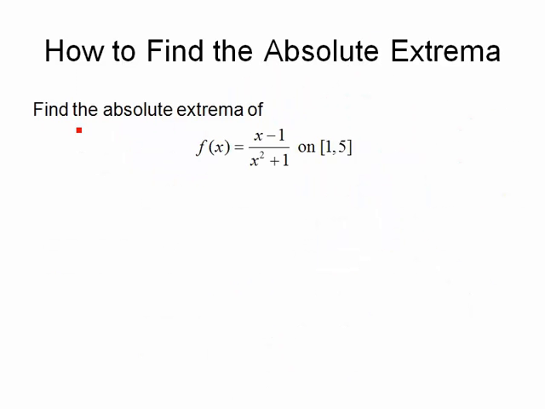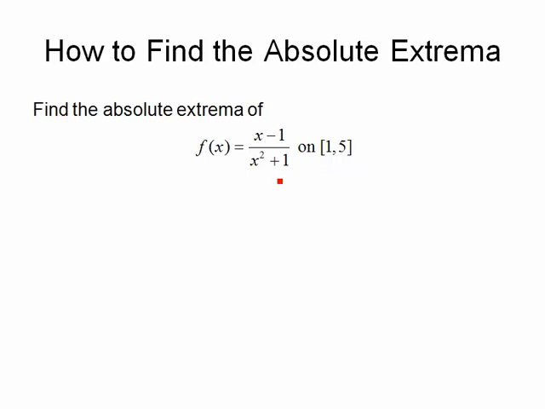In this example, we'll find the absolute extrema of f of x equals the quantity x minus 1 divided by x squared plus 1 on the interval from 1 to 5, which is a closed interval, so it includes the endpoints. Now, you might be a little worried that this could be discontinuous, but look at the denominator. This function would be discontinuous if the denominator was equal to 0, and this denominator you're always squaring and adding 1, it's always going to be positive. So there's no chance for us to have any discontinuities, so we do have a continuous function here.